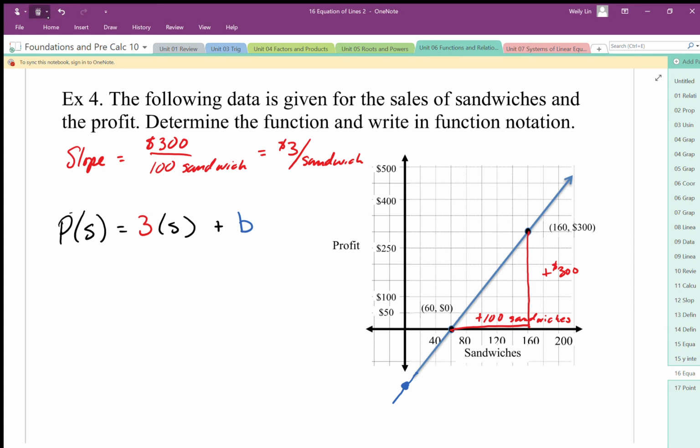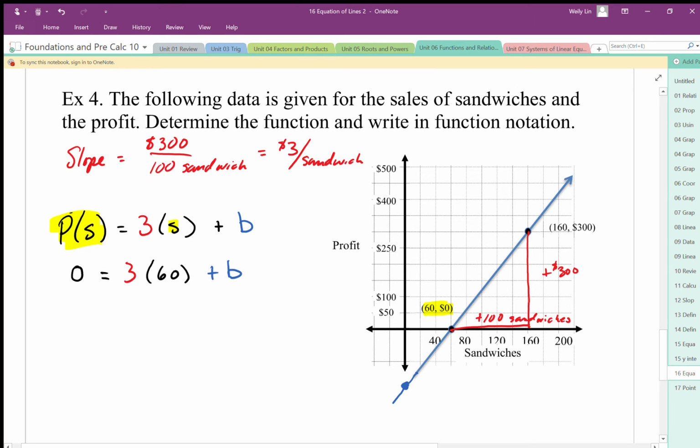So I need to be able to solve for b. We can take any x and y pair and substitute that in for x and y. So my profit is 0, so I make no profit. I'm just breaking even when I sell, in this case, 60 sandwiches. So I need to sell 60 sandwiches first before I can make any profit. So that's just paying off my debt. And then I'll start making profit.